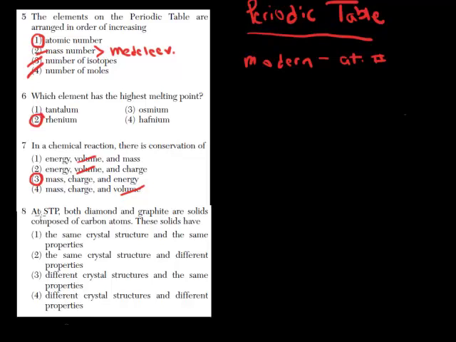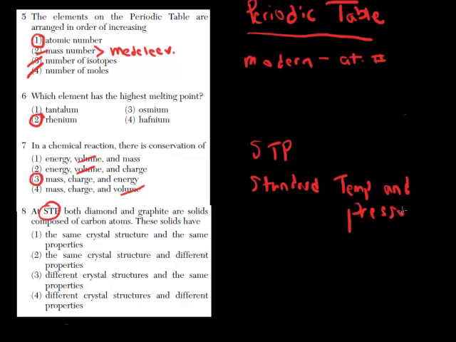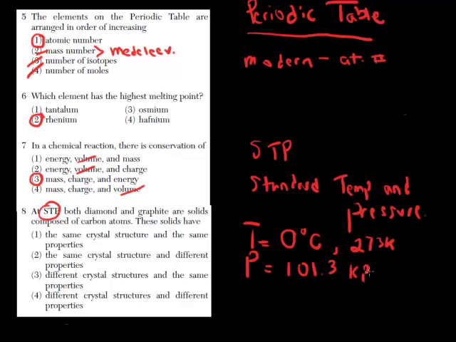Let's move on. At standard temperature and pressure, don't forget, that's what STP stands for. Let's make sure we remember that. Standard temperature and pressure. It might be helpful for us to remember what those values are. The standard temperature is 0 Celsius or 273 K. And the standard pressure is noted in a lot of different units. We'll stick with the 101.3 kilopascals for now.